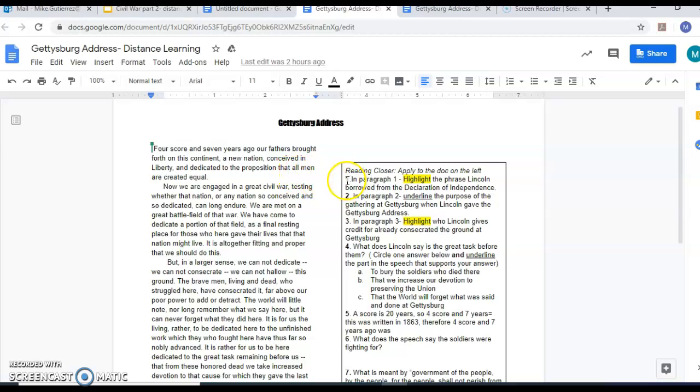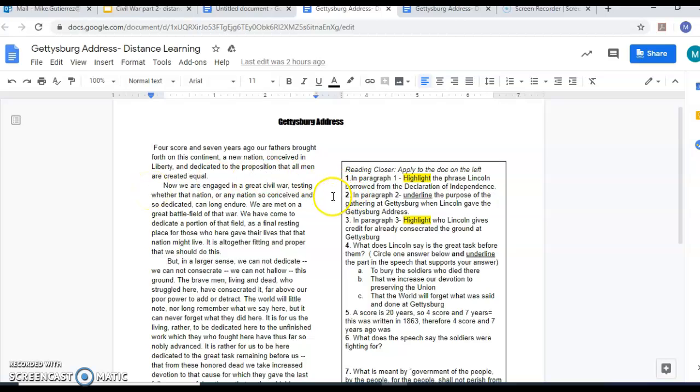For number 1, in paragraph 1, you're gonna highlight the phrase Lincoln borrowed from the Declaration of Independence. So this is the first paragraph, which is very short, and it reads, "Fourscore and 7 years ago, our fathers brought forth on this continent a new nation, conceived in liberty and dedicated to the proposition that all men are created equal." So here you would determine which part of that was taken from the Declaration of Independence and simply highlight it. It's kind of like we're annotating the document.